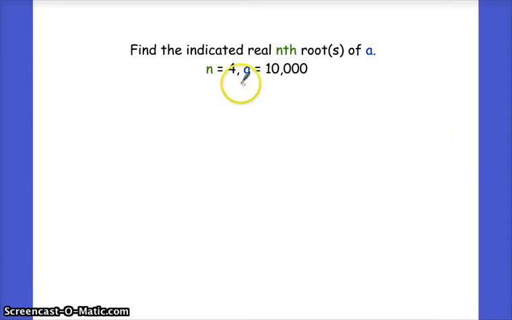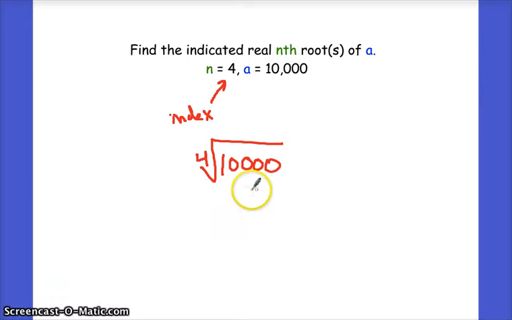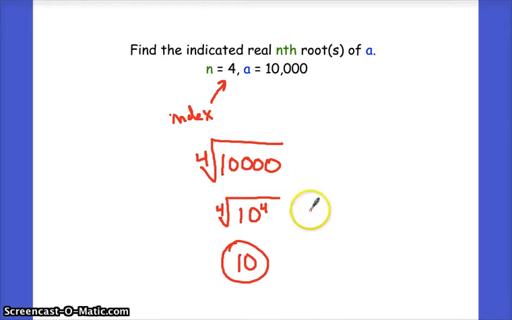So you may see problems similar to this. Again, sometimes it's hard to go from words to problem, but once the problem is set up, it should be fairly easy. Find the indicated real nth root of A. Again, to be an nth root, that tells us that 4 is going to be our index. So we're going to find the fourth root of, and we're saying of A, so 10,000 is what's going to go inside of our root. From there, we just need to figure out what to the fourth power would be 10,000. Well, 10 to the fourth is 10,000. So the fourth root of 10 to the fourth is just 10, and that's our answer.